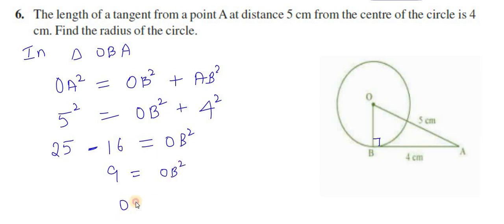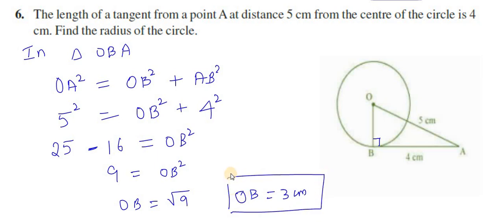So OB equals the square root of 9. Why? Because if you take the square root on both sides, the square gets cancelled. So OB equals 3 centimeters. So that is the radius. Radius equals 3 centimeters.